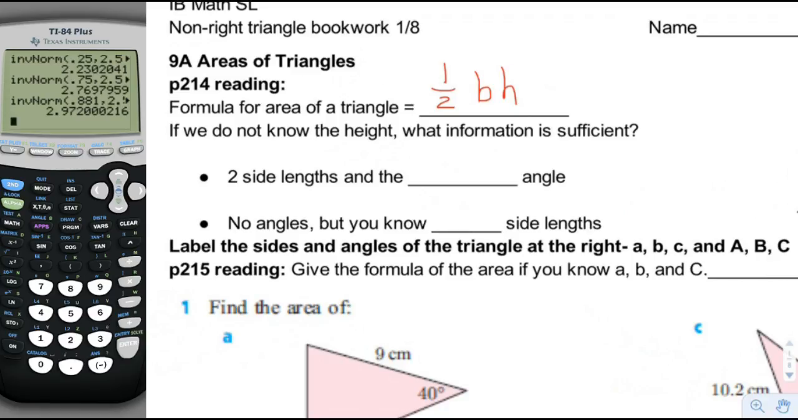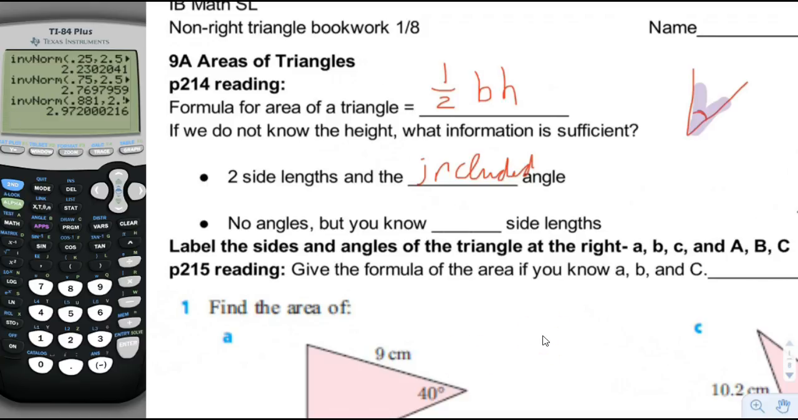Well, as we learned in the investigation, if you have two sides and an angle, then you can figure out the area, right? And it has to be the included angle, which means the angle that is between the two sides that you know. So the included angle.